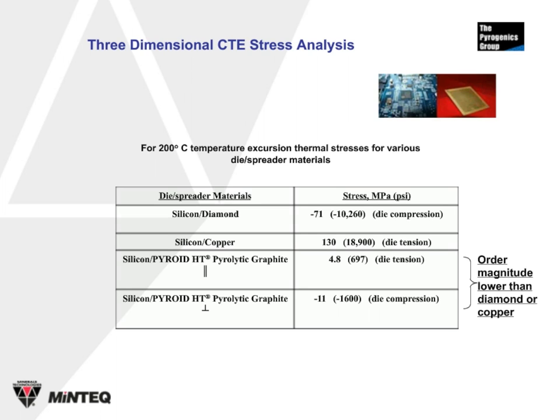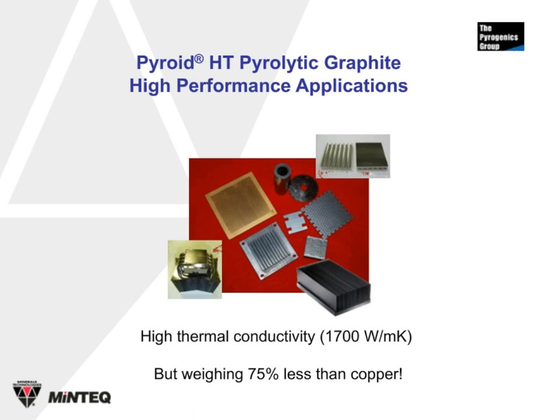So that's a very quick introduction to Pyroid HT pyrolytic graphite. It has the ability not only to have that high thermal conductivity of 1700 watts per meter K, but also has the advantage of weighing 75% less than copper.